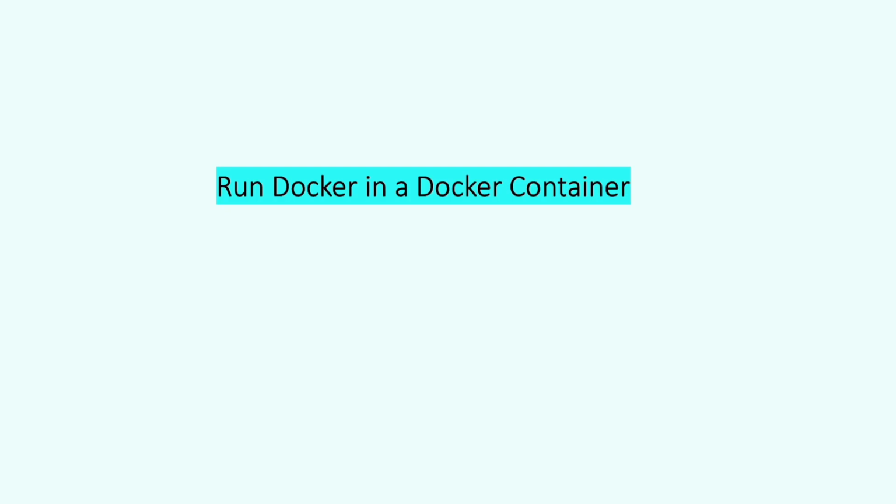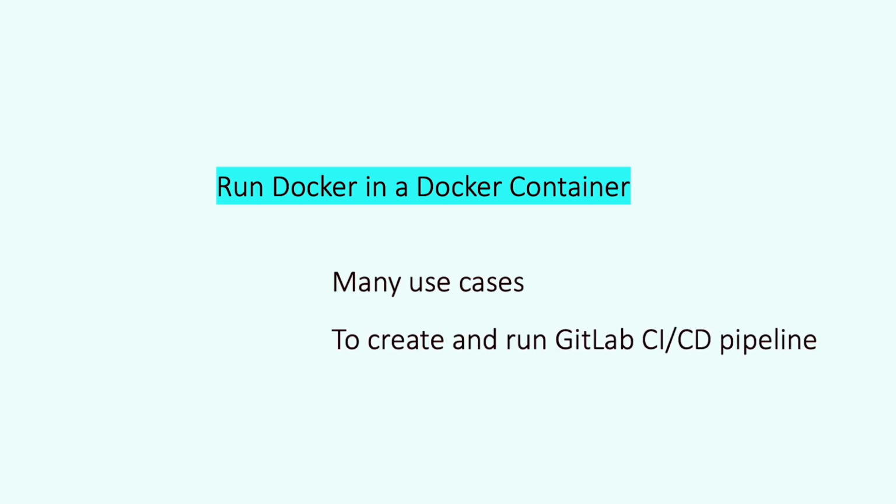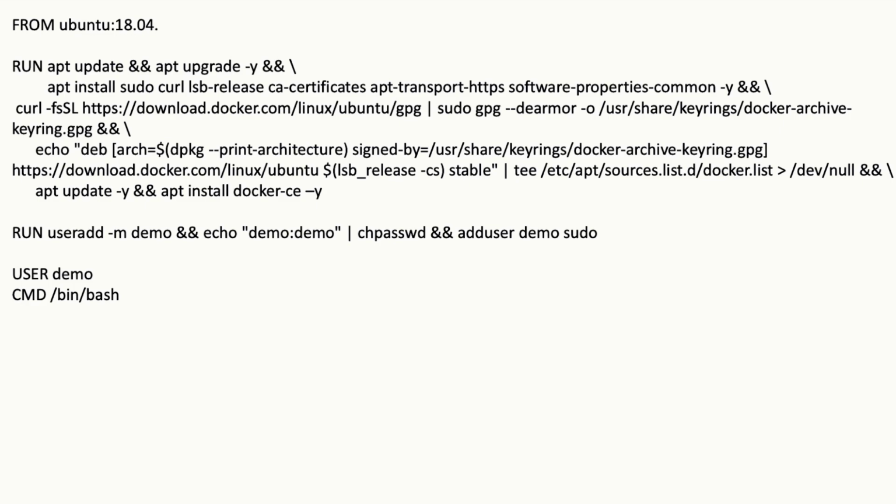Today I want to show you how to run Docker in a Docker container. There are many use cases for that, for example, to create and run GitLab CI/CD pipelines. So let's get started. First of all, we need to define our Docker image, and this is my Dockerfile.